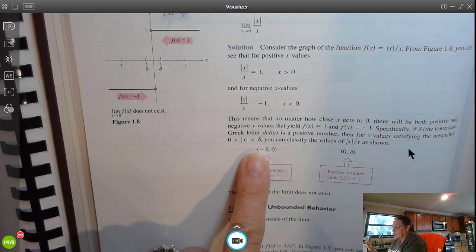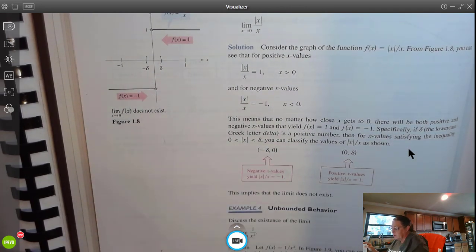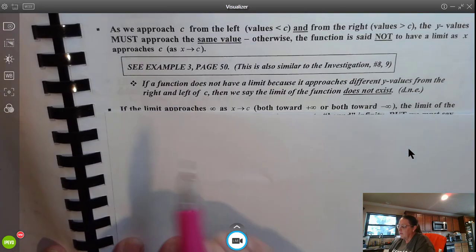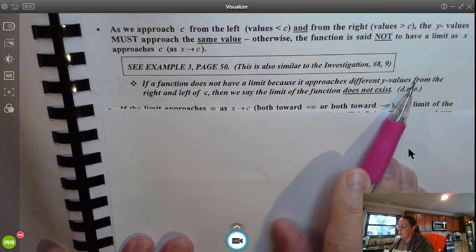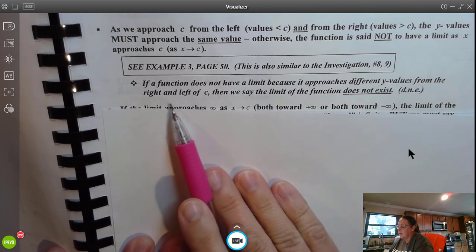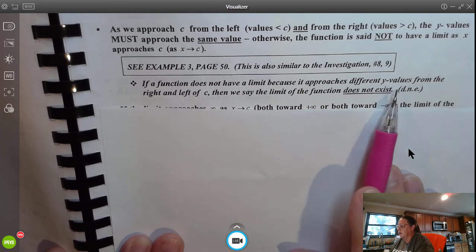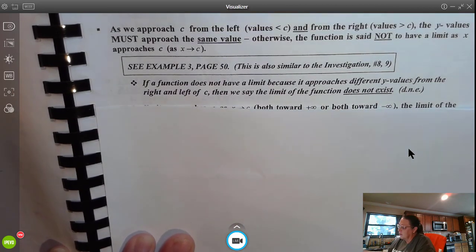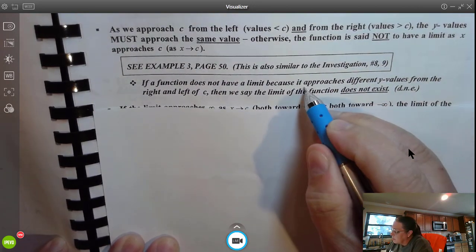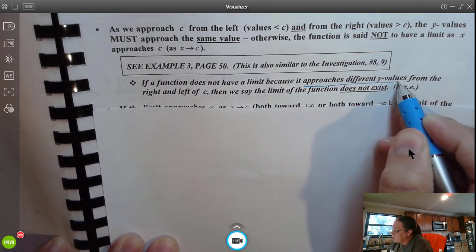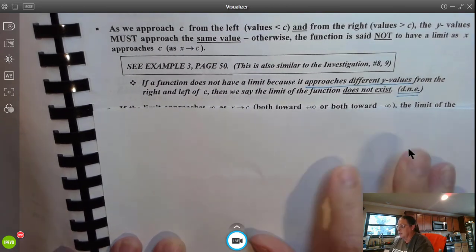Okay, we'll talk about this notation in a little bit. Delta, that's the letter for delta. Okay, if a function does not have a limit because it approaches different y values from the left and right of c, then we say the limit of the function does not exist. Very important. Notice that for the limit to not exist in our concept, it is going to be because it approaches different y values. Approaches different y values, does not exist.